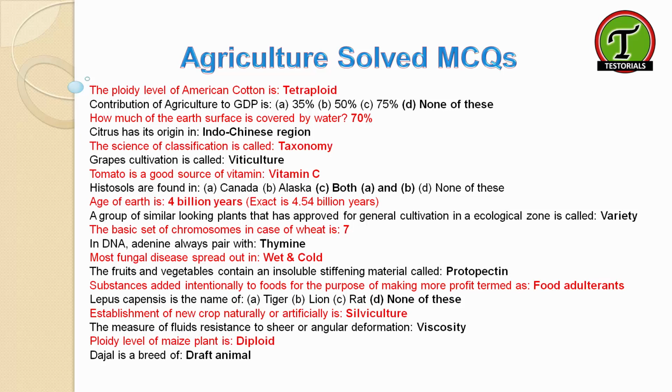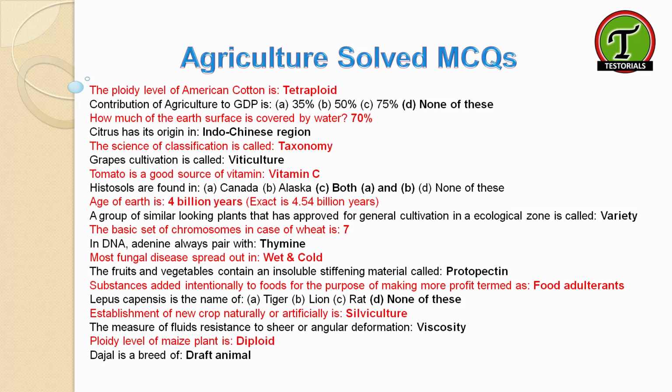68. Histosols are found in a. Canada, b. Alaska, c. Both A and B, d. None of these. 69. Age of Earth is 4 billion years. Exact is 4.54 billion years.